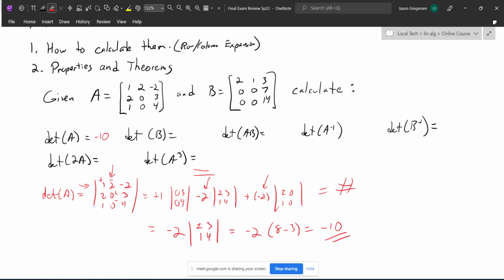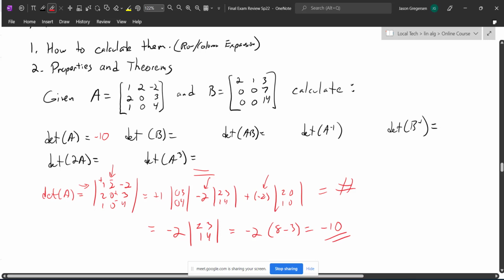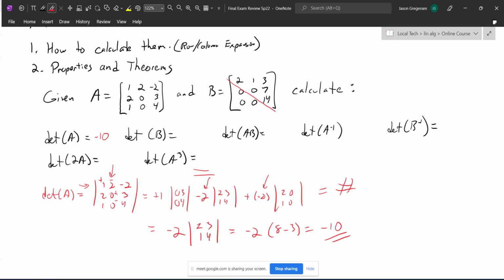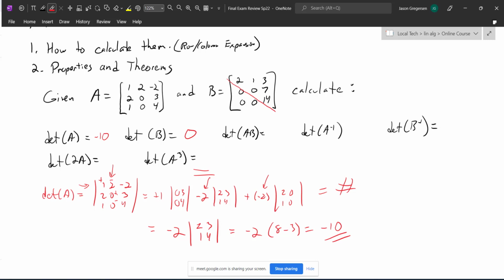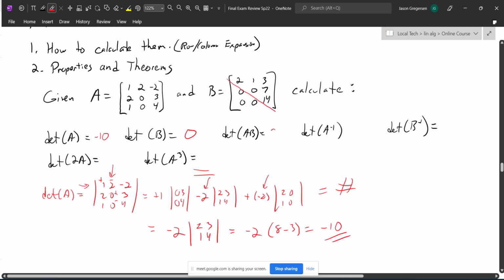All right, next I move on to the determinant of B. Since B is an upper triangular matrix, the determinant is just the product of the diagonal entries. So 2 times 0 times 14, which would be 0 in this case. Next, I have the determinant of A times B. Our property here says the determinant of A times B is the determinant of A times the determinant of B. In this case, it would be negative 10 times 0, which would be 0.